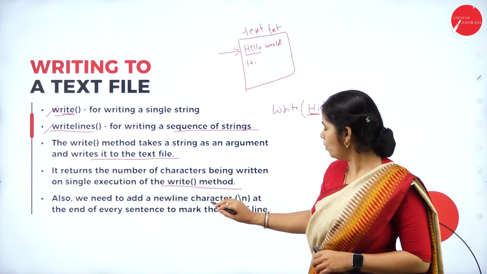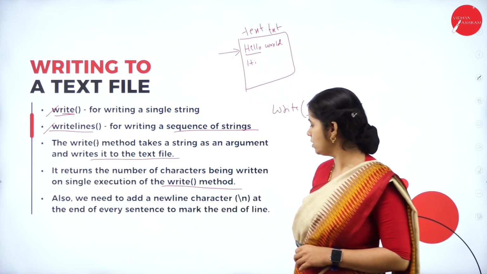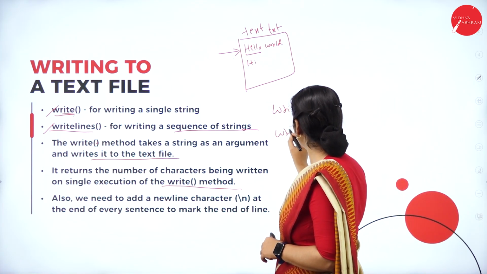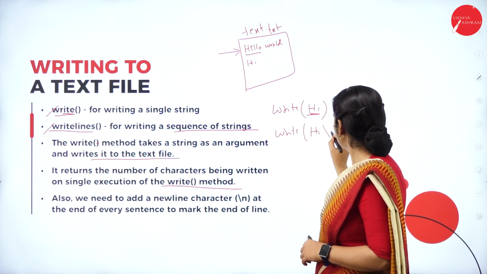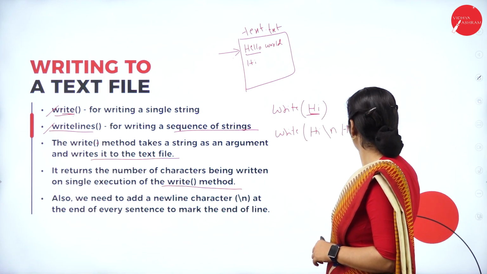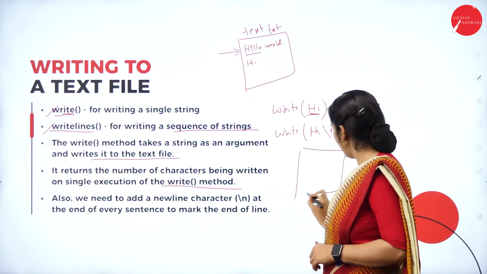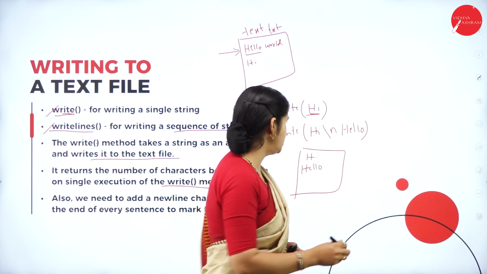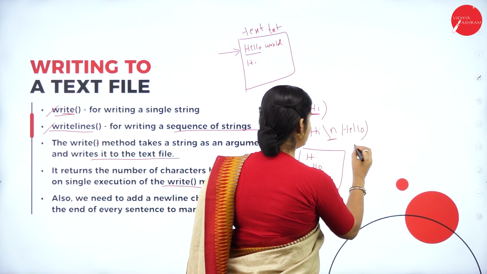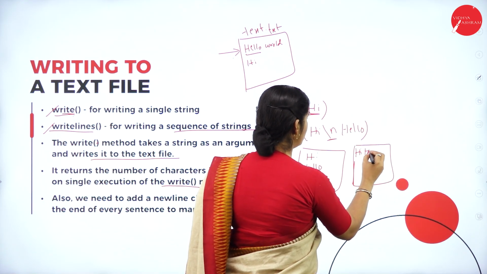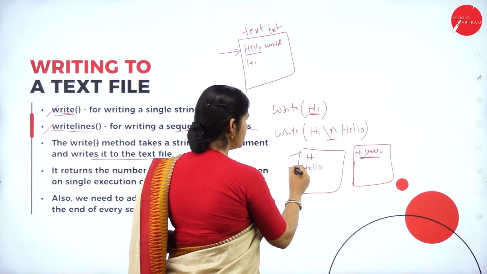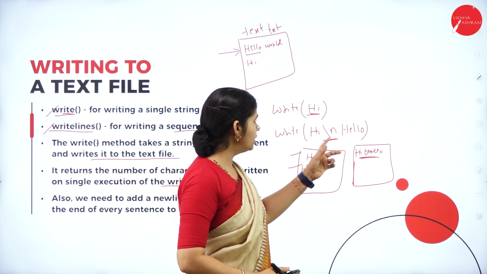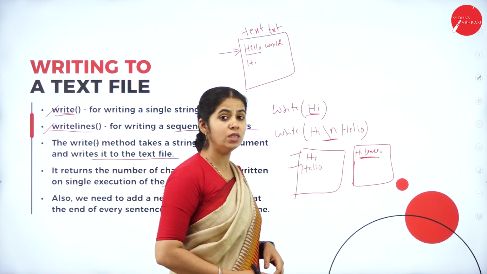Also, we need to add a newline character at the end of every sentence to mark the end of the line. So, if I write hi \n hello, what will it give? It will print hi and hello on separate lines. If I don't give this newline character, it will be printed as hi hello on one line. Quite confusing, right? This is quite easy to understand. So, whenever we want to change the line, we can give the \n character between the strings.